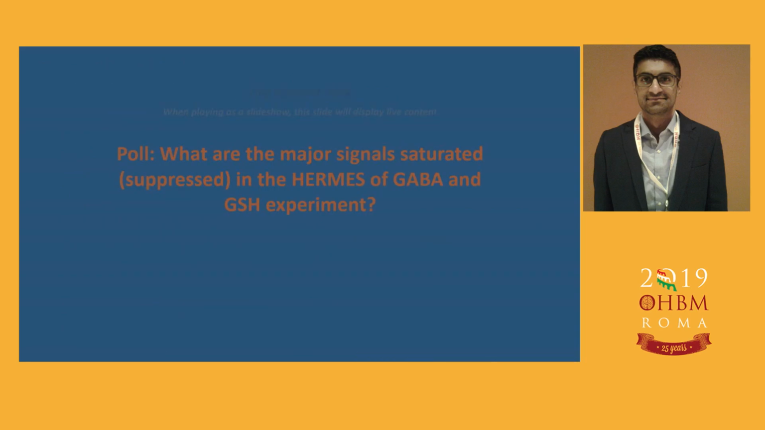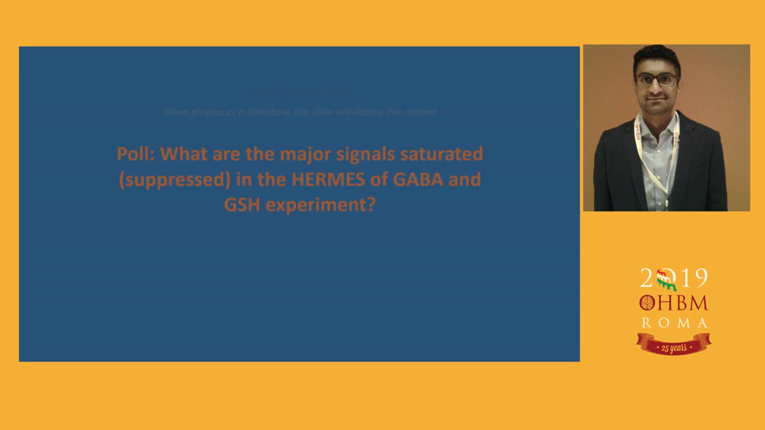So before I go into my next part of the presentation, I hope this works now. So I have a question for you, just as a recap. What are the major signals that are saturated or suppressed in some cases in the HERMES of GABA and glutathione experiment? Amazing. That means everyone's listening. Okay.